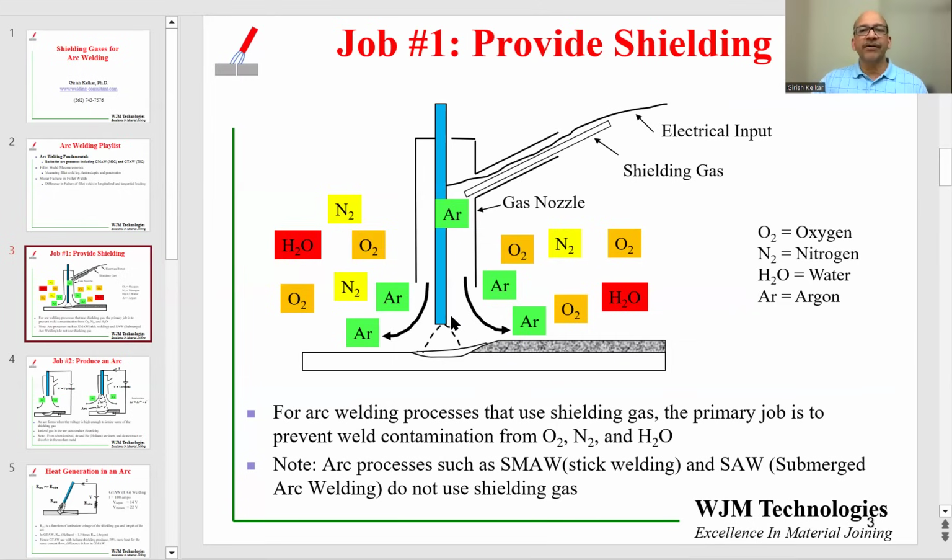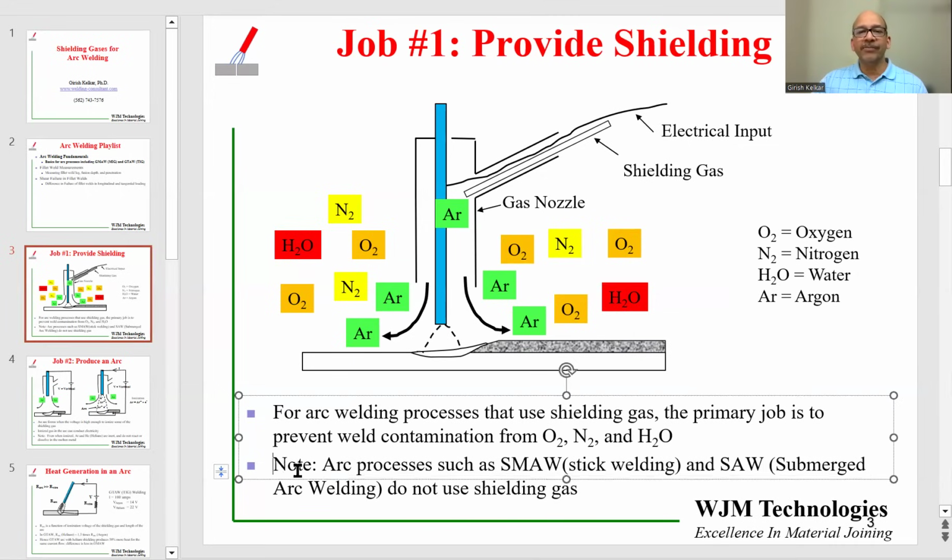The main job of argon in this case, the number one job, is to push out all the other gaseous contaminants which can get into the weld, such as oxygen, O2, I've shown in orange over here, nitrogen, N2, as shown over here, and water vapor, H2O, as shown in red over here. All of these can get consumed into the weld and create detrimental zones or brittle zones and inclusions in the weld.